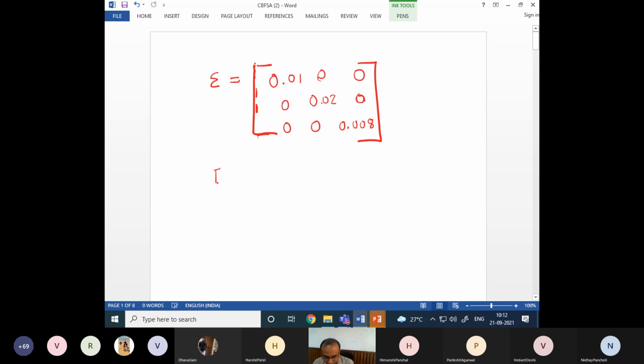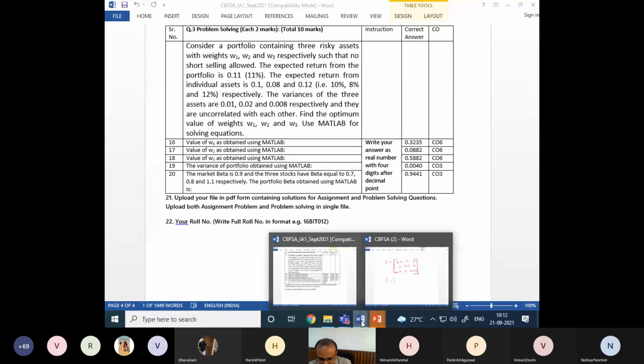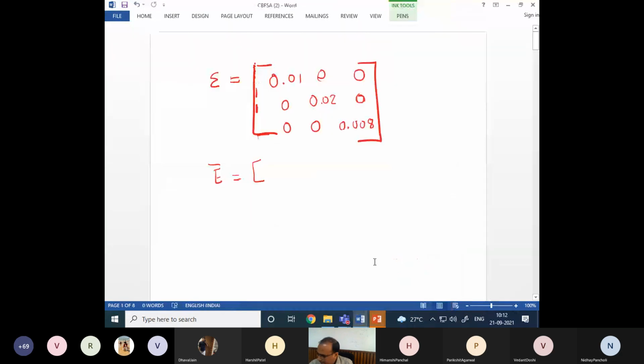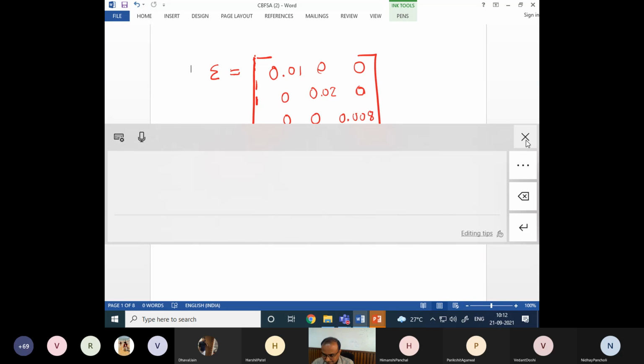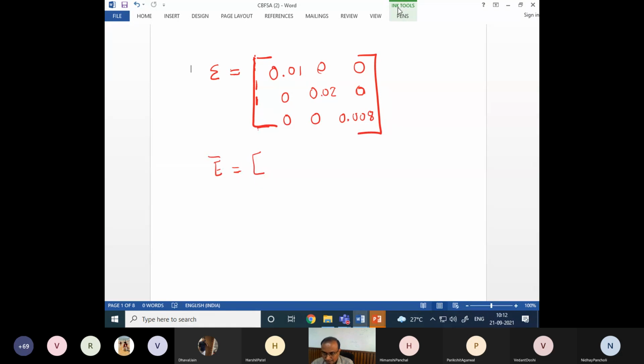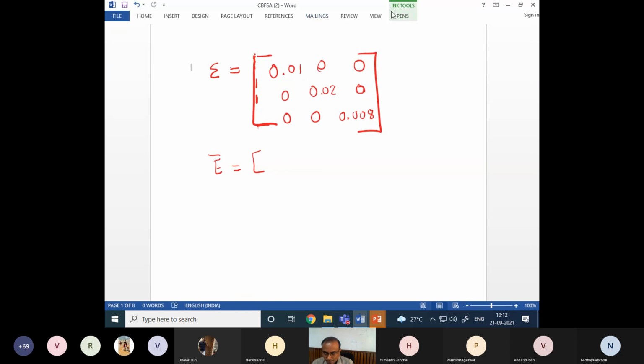Then we know the E vector. The E vector is the vector of the individual security returns, which are also given. It consists of 0.1, 0.08 and 0.12. Let me write this as a vector. If we write it in row form, it should be a transpose.